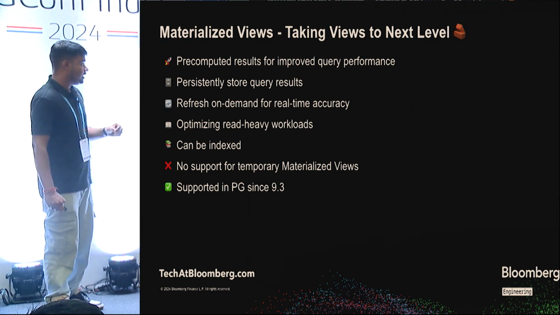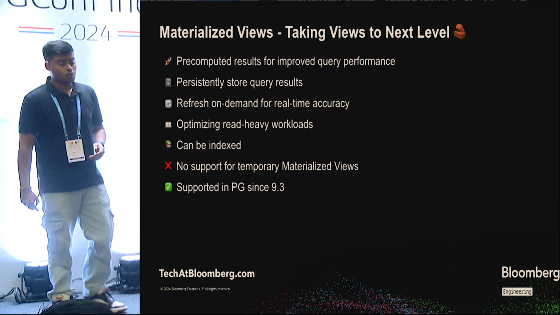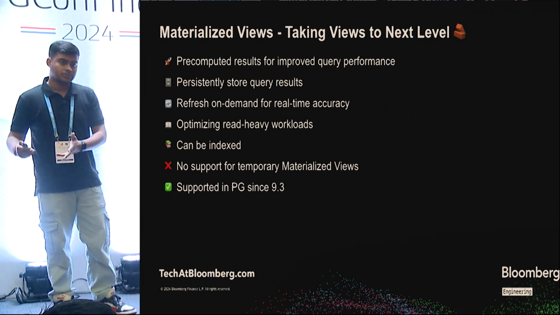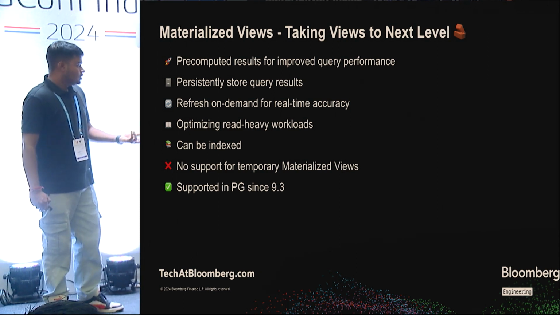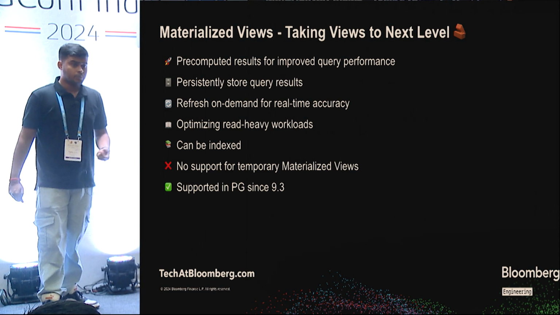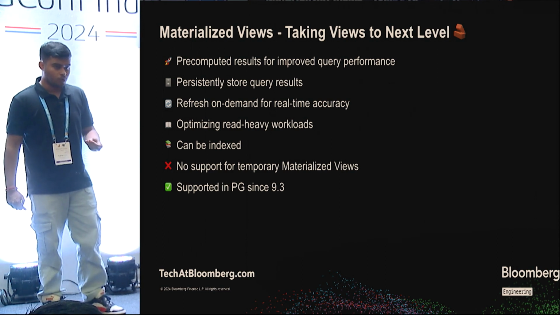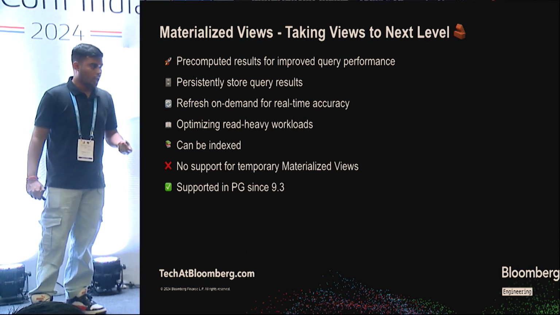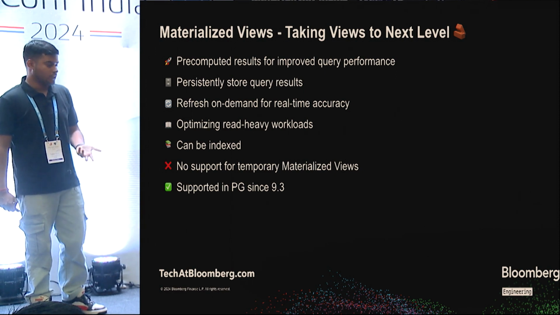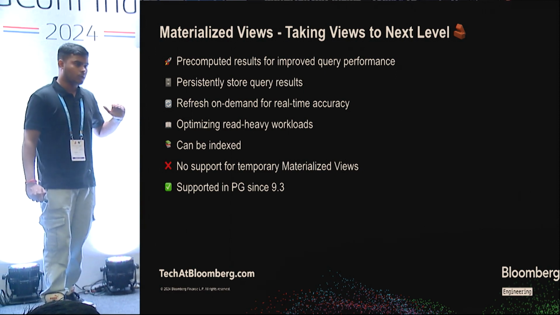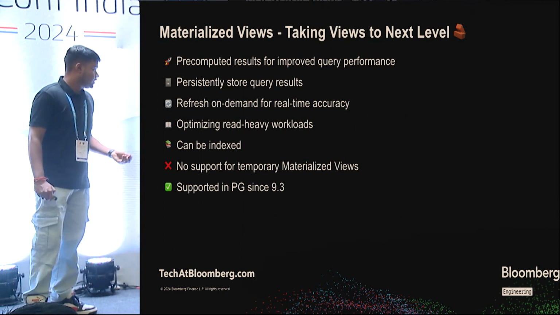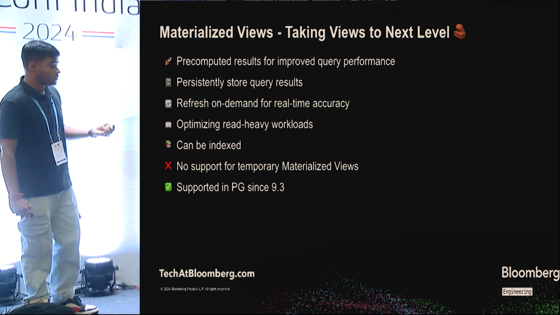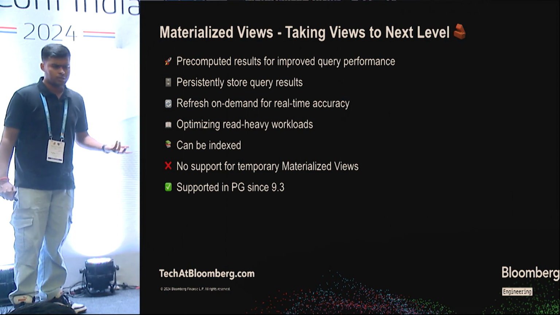Another feature of materialized views is that they can be indexed. So we can create an index on columns that basically didn't exist in our base tables. There is no support for temporary materialized views. By this we mean we have to create the materialized view before we use it in our query, and we can't drop it once the query is over. So we have to explicitly do a create operation and then a drop operation. This feature is supported in Postgres since Postgres 9.3, which came out in the year 2013.